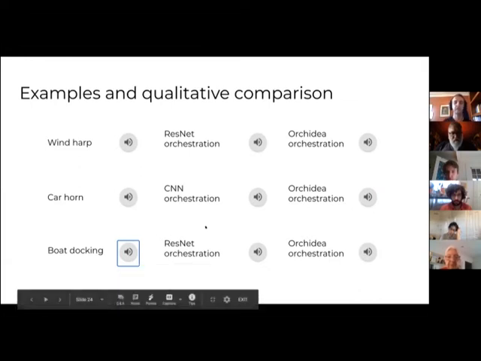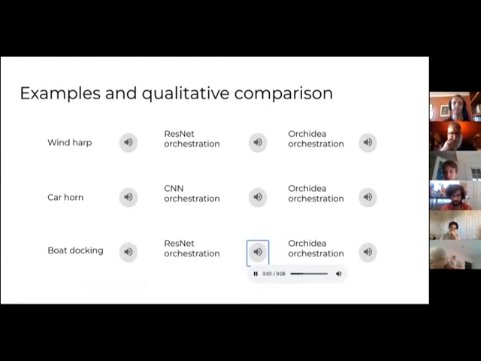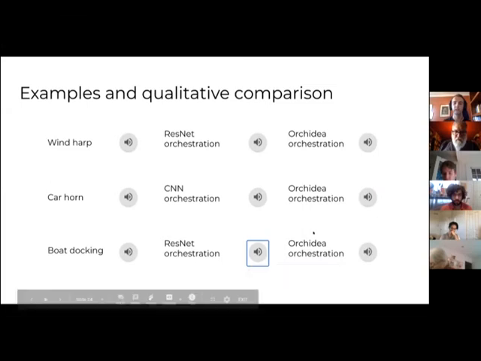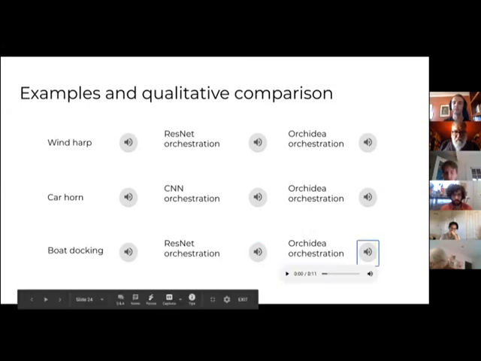So this is going to be a much harder target for both these systems to orchestrate. So we'll listen to the output of Resonant for that target. And now we'll listen to Orchidea's solution.